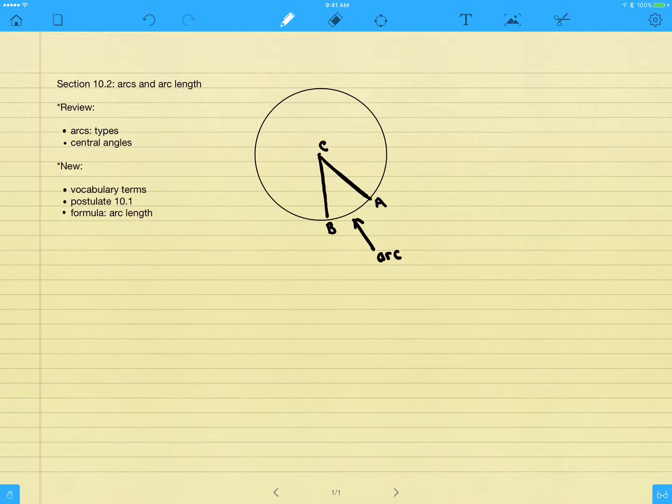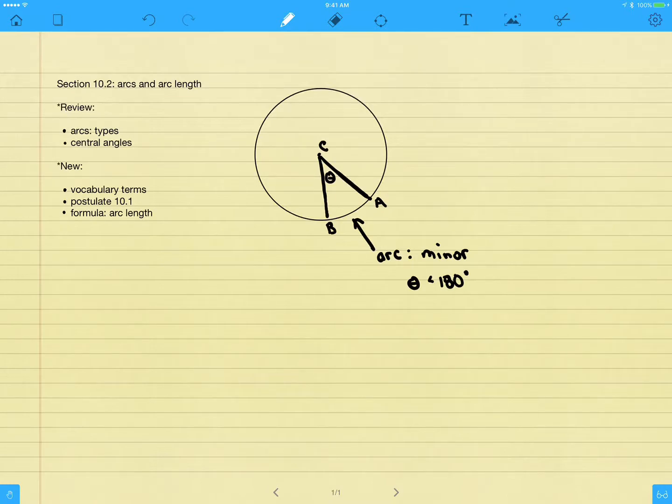Now, there are different types. This one in particular is called a minor arc. The reason why it is a minor arc, the central angle right where C is, we'll call that theta. That angle is less than 180 degrees. So it can be anything from an acute angle to a right angle to an obtuse angle. So that was kind of the idea. So anything less than 180. That's the first type that we talked about.